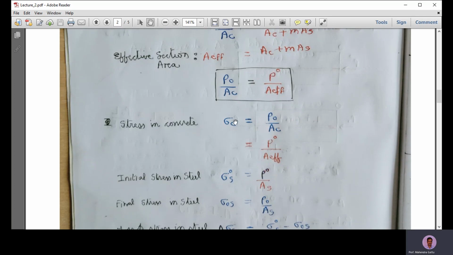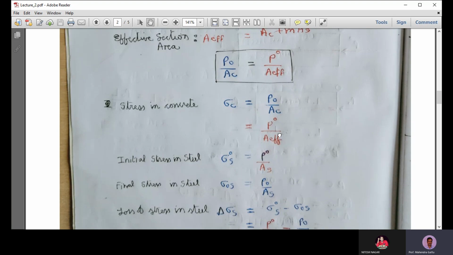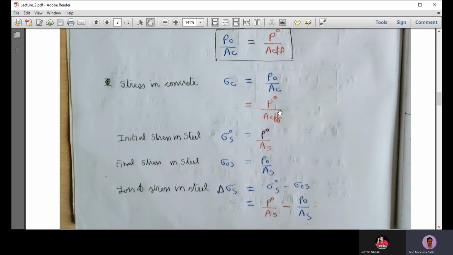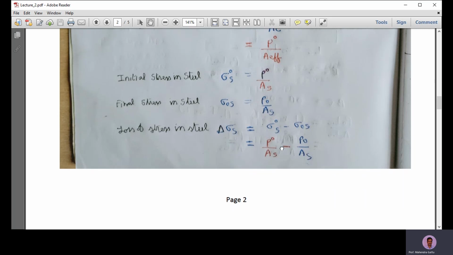So we can find out what is the stress in steel. Sigma C is equal to P naught by AC, and that will be equal to again P superscript O by A effective. And initial stress in steel is initial force by area of steel, and final stress in steel, sigma OS, is final force by area of steel. So there will be a loss of stress in steel because the steel will be shrinking, and we get the loss of stress in steel, delta sigma S, is sigma superscript OS minus sigma OS, and we'll get P superscript O minus P subscript O by AS. Okay, so we can find out this loss of stress in steel.